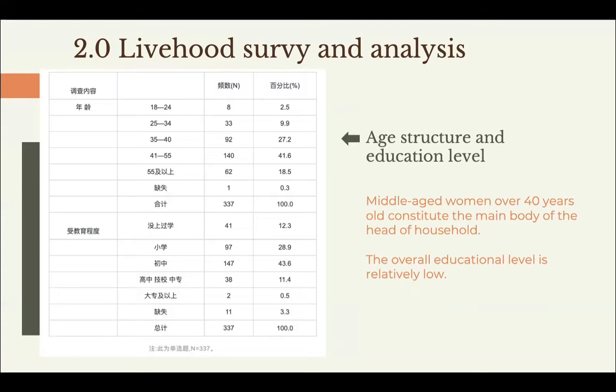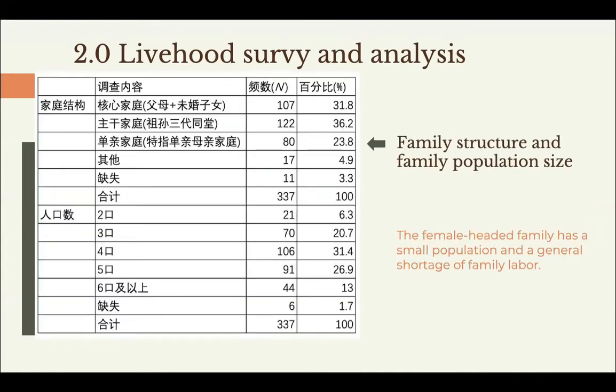It shows the age structure and education levels. It can be seen from the table that middle-aged women over 40 years old constitute the main body of the heads of household. From the perspective of education level, the overall education level of poor female heads of household is relatively low, which makes the social resources that this group can obtain and use relatively small. And on the next page, we can see the family structure and the family population size.